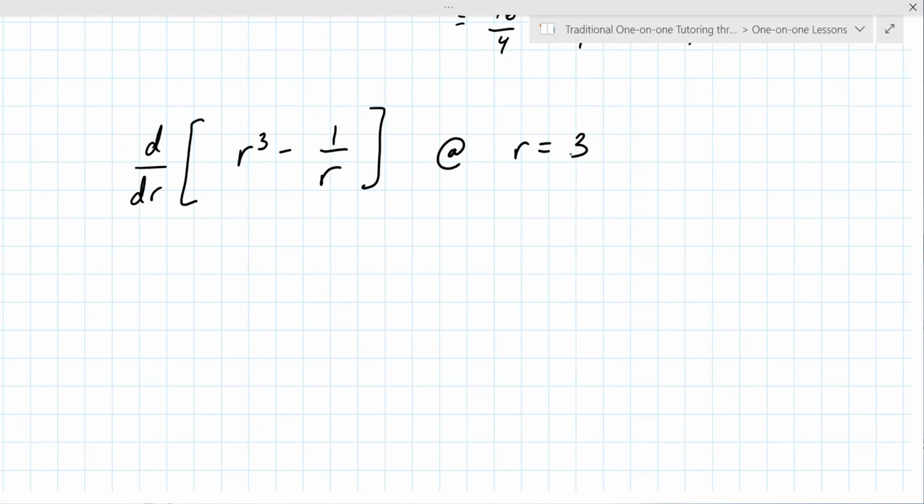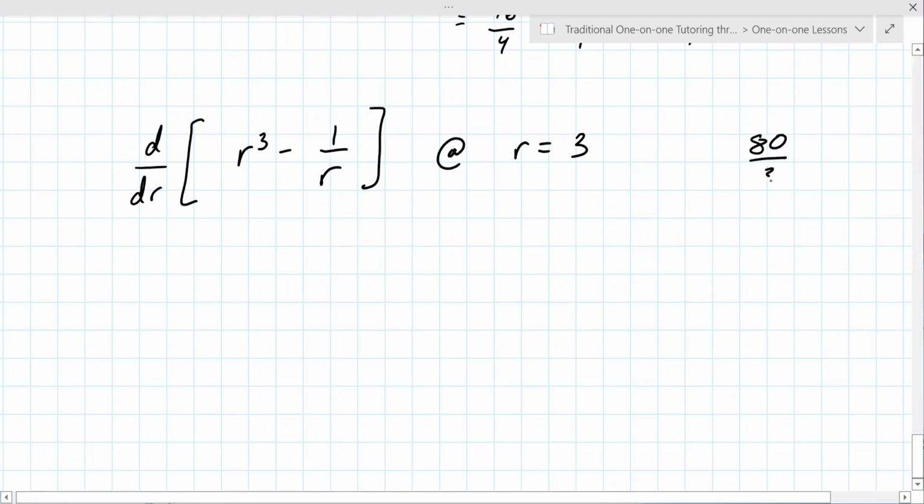How are you doing on this one? I got like 80/3. Okay, let's work it out together. So the derivative is 3r squared. Actually, I'm sorry, I'm supposed to rewrite it first. Minus r to the minus 1. And so it becomes plus r to the minus 2 power, because those two negatives become that. So you could rewrite it as 3r squared plus 1/r squared.